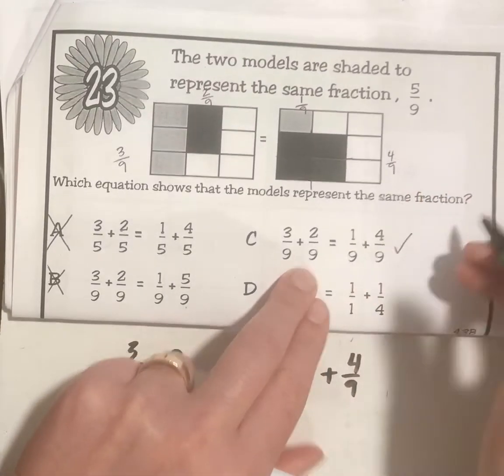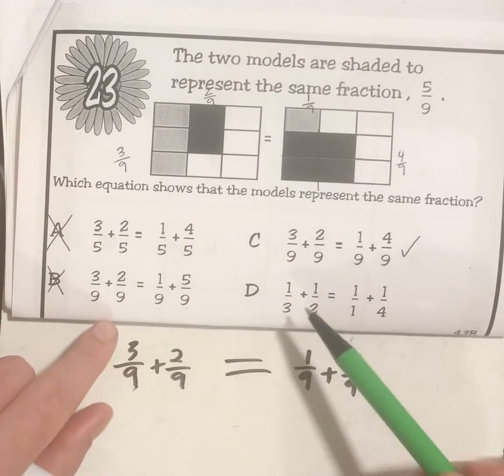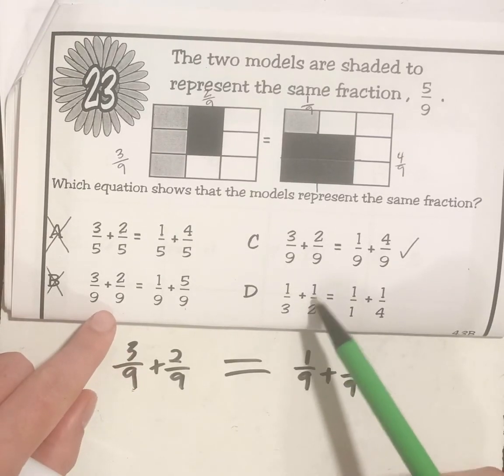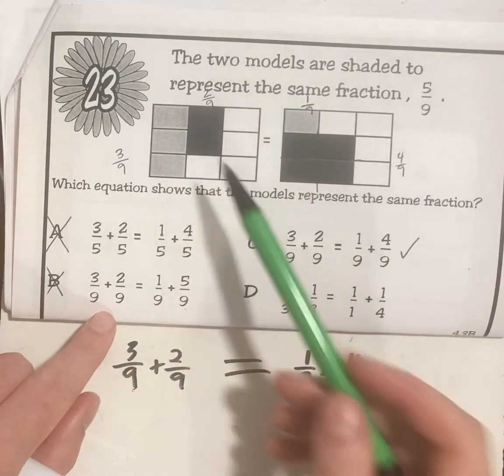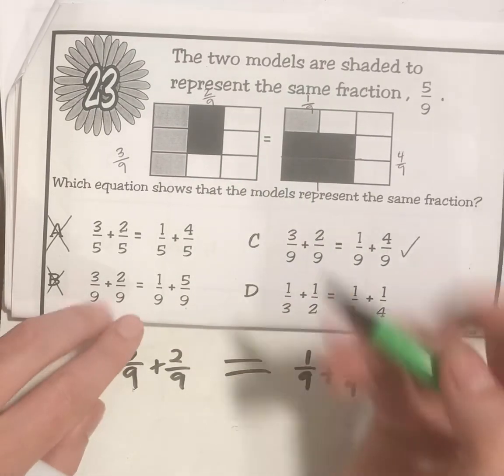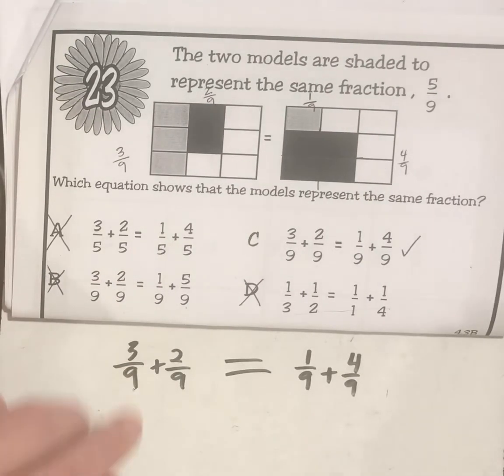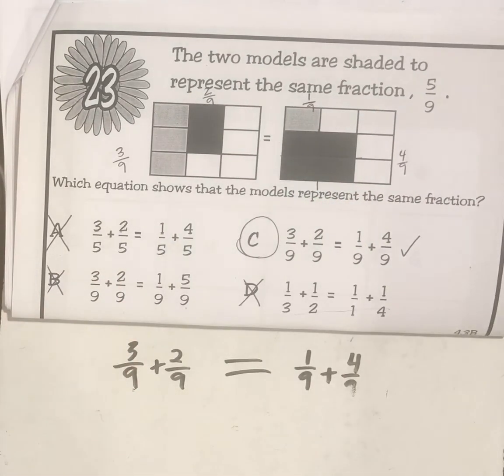C says 3/9 plus 2/9 equals 1/9 plus 4/9. That could be correct because it looks exactly like ours. And D, 1/3 plus 1/2, that can't be right because they're making the shaded part the denominator, and that's wrong. We know that our denominator is 9. So our correct answer is C. Very good.